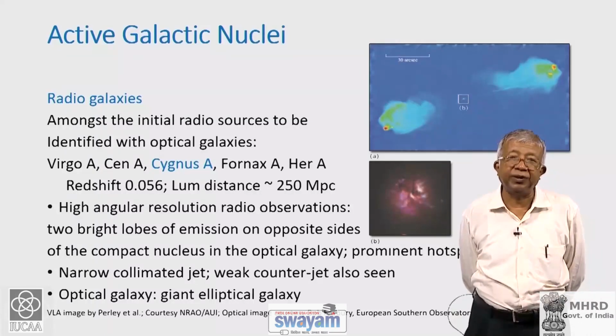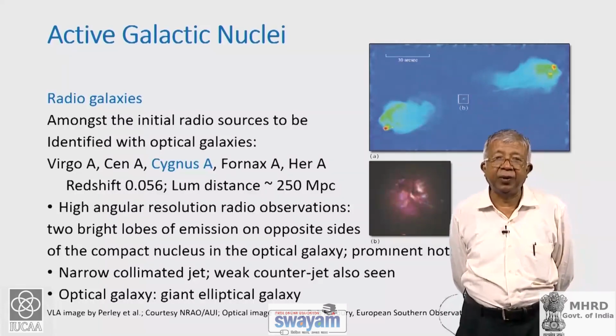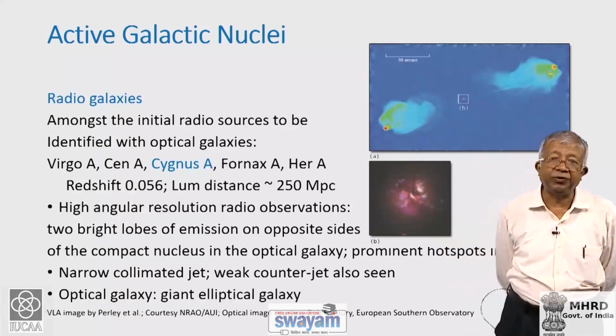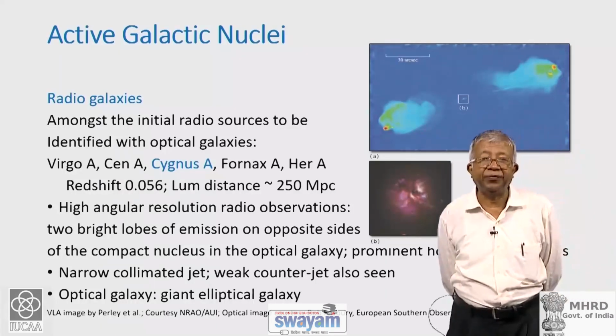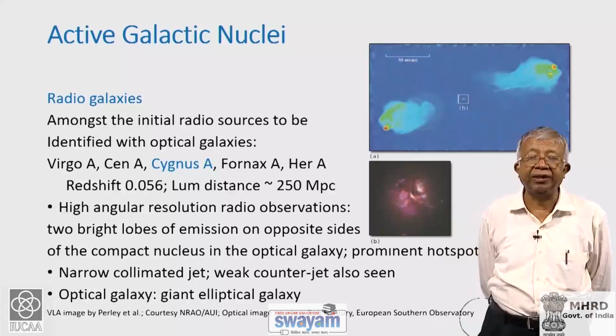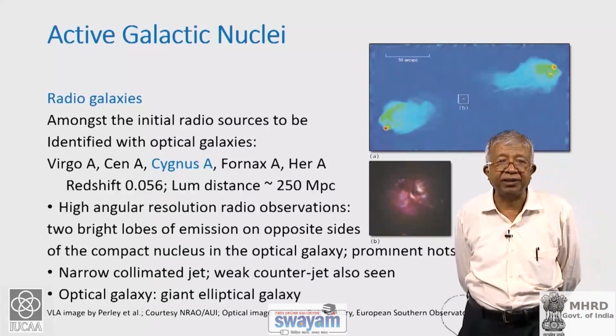So Virgo A was one of the first sources to be identified, Centaurus A, and with the advent of interferometry, one made high resolution images of these objects. Then one realized that the radio emission was not really from the galaxy itself, but from two lobes of emission located on opposite sides of the galaxy.